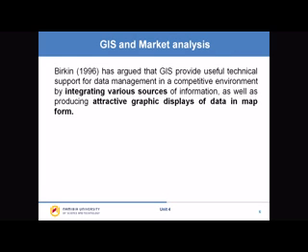It's clear, even from the 90s, that GIS can provide a very useful tool, a data management or decision-making tool, to integrate the different sources of information in the market to produce proper analysis, and not only to analyze the data, but also to produce attractive graphic displays of data in map form. So to analyze the data and to deliver the results.